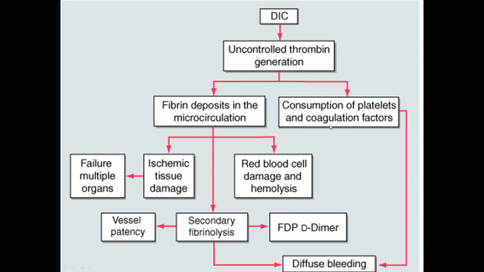The other manifestation, because of the uncontrolled thrombin generation and overconsumption of platelets and coagulation factors, is that they are consumed very quickly. They are not replaced so quickly, so deficiency of coagulation factors is generated and diffuse bleeding is present simultaneously with the ischemic tissue and thrombosis and the obstruction of the vessels. A paradoxical condition. Thrombosis and bleeding are present in the same patient at the same time.